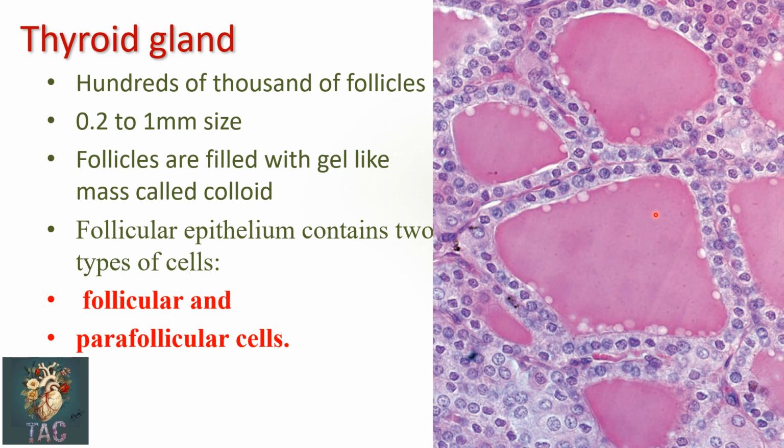The follicular epithelium contains basically two types of cells. It is generally simple cuboidal epithelium in nature, but in case of an inactive gland, or when it has emptied its secretions, the epithelium may be low cuboidal or sometimes even squamous as well. Two types of cells you can see in the epithelium: the follicular cells and the parafollicular cells.